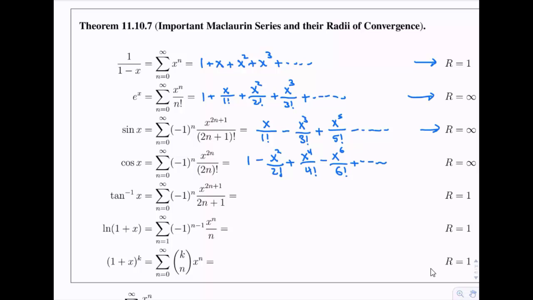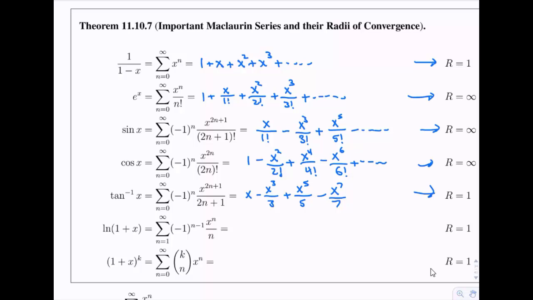Tangent inverse of x. Again, we can see this one has radius of convergence r equals 1, so it's not as good. This one has just odd powers of x, but notice that in the denominators we don't have these factorials anymore. And it goes on forever and ever.